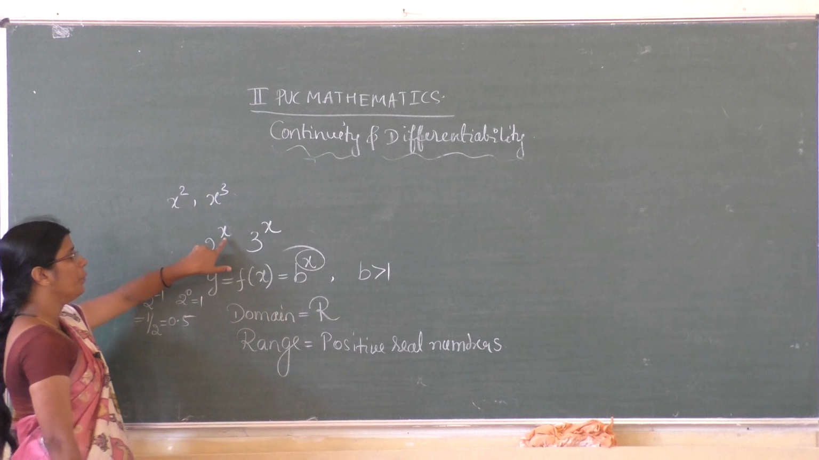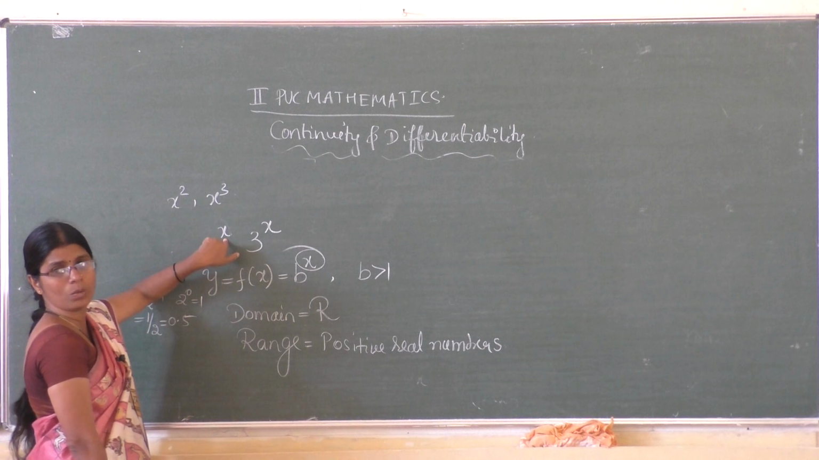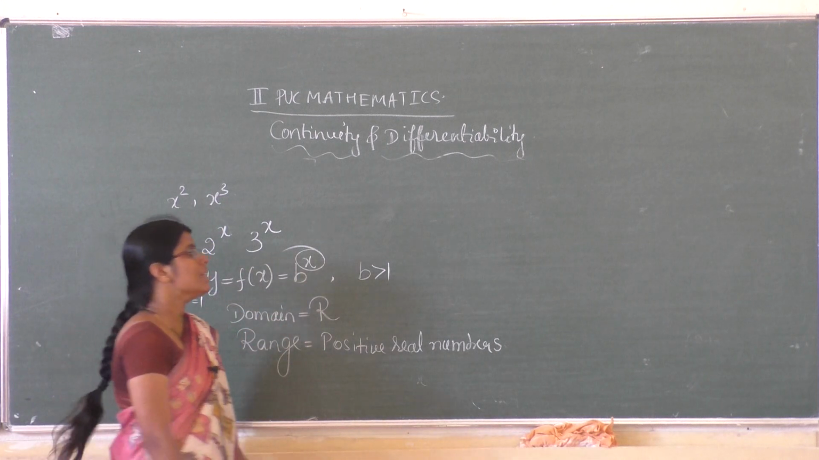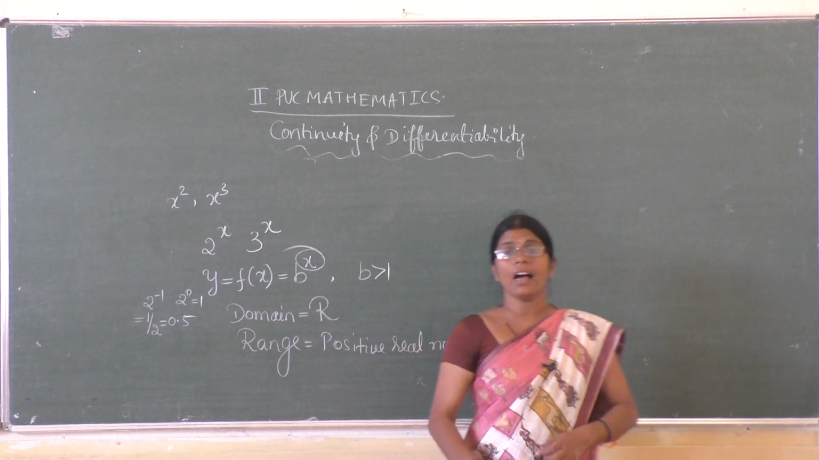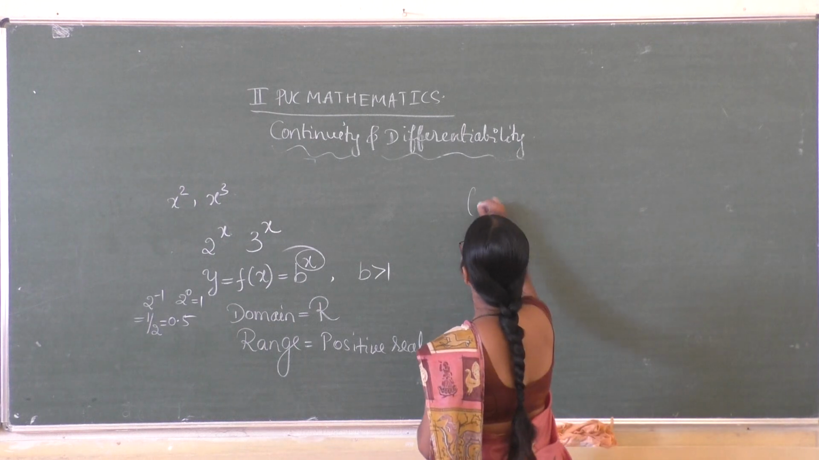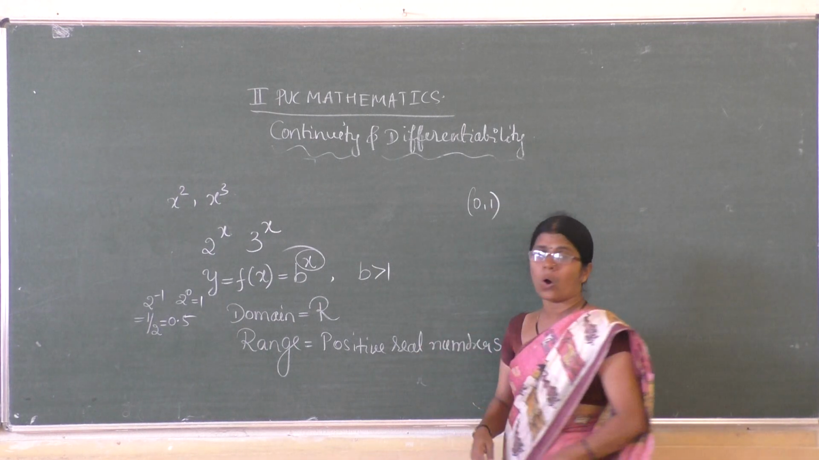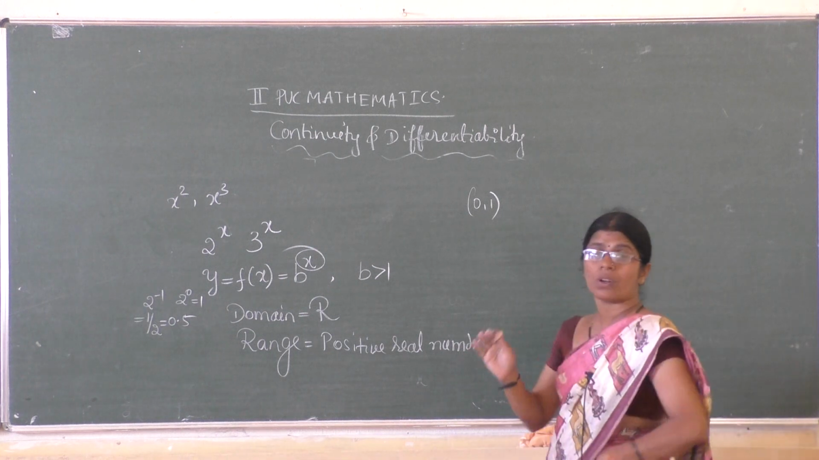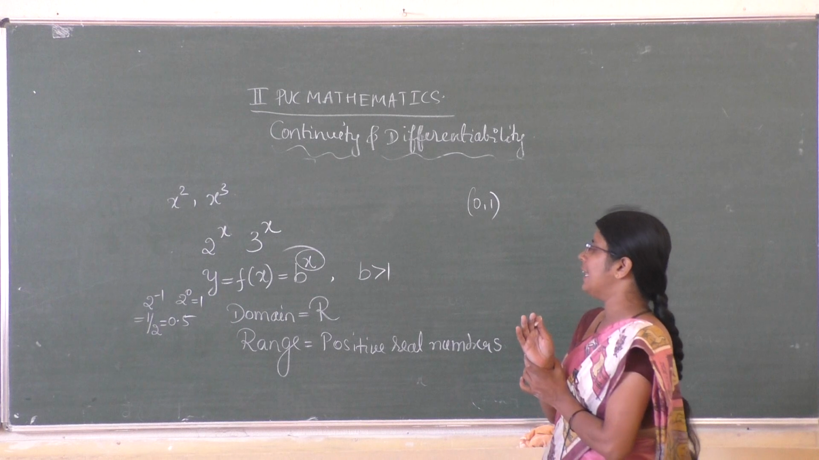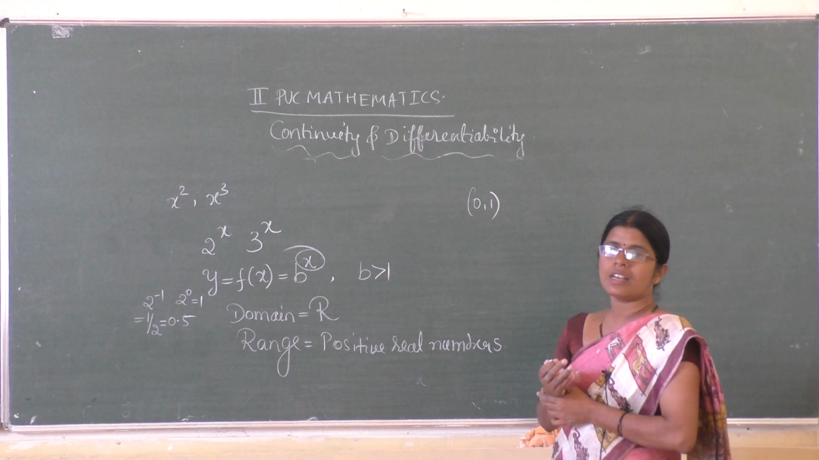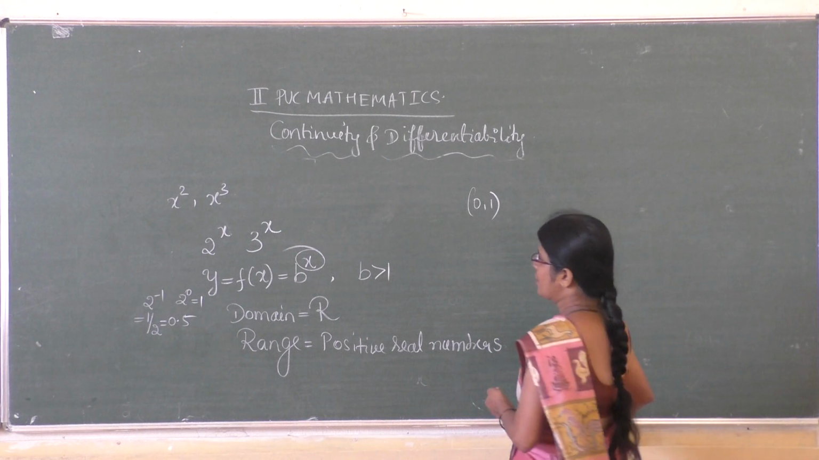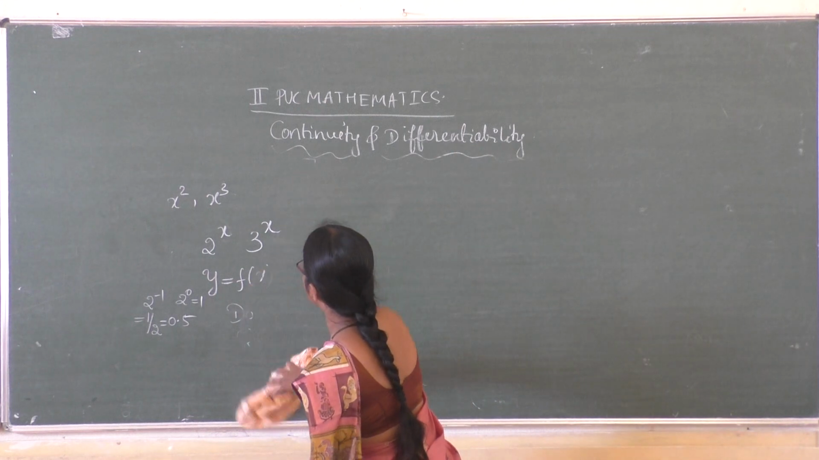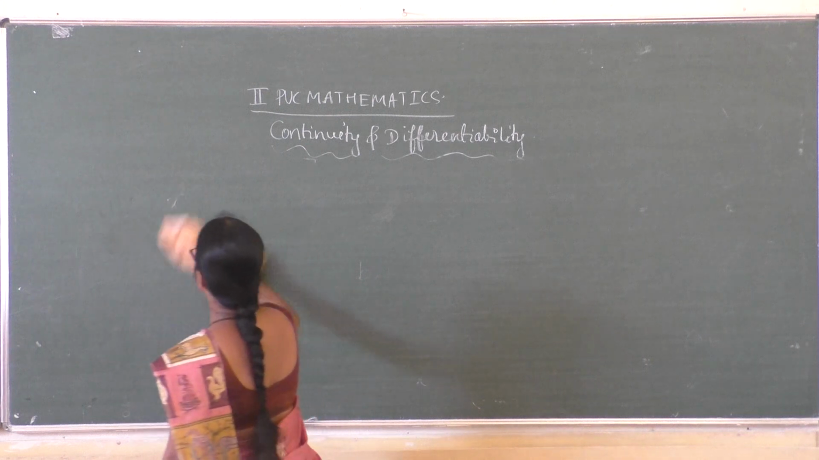Whenever you take x equal to 0, the exponential function becomes 1. So if you consider the graph of this particular function, the point (0, 1) is always present in the graph of this function. So these are some properties of this exponential function.